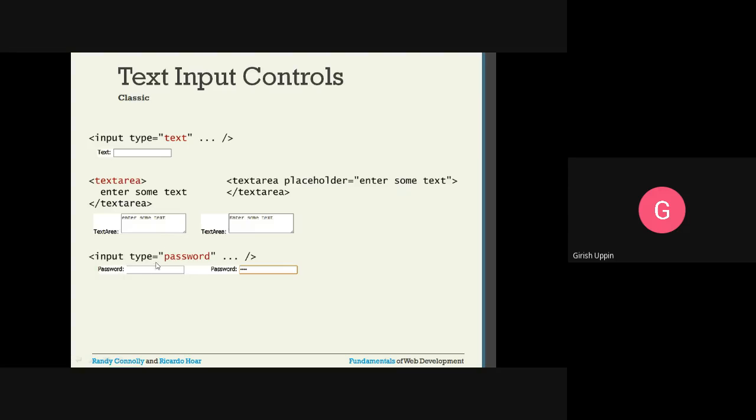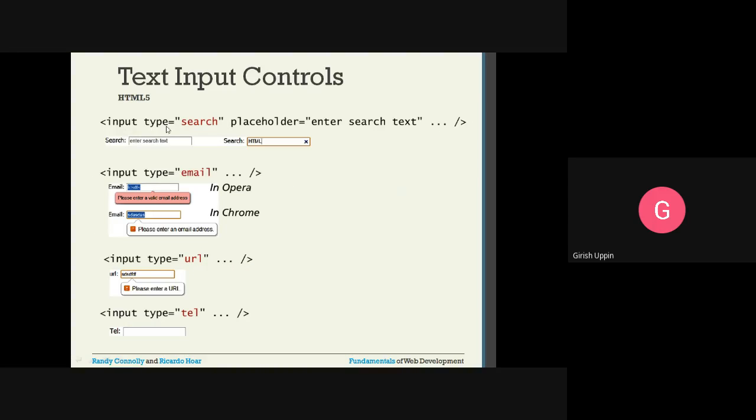Then for inputting the password, you will say type equal to password. When you enter the characters, it will be shown like this. And input type search, with placeholder enter search text. So the search text will be shown here, and when you enter something, it will be taken as search text. If you want to remove the content, it will show a cross sign which will clear whatever you have typed. And also you can have an input as email. Email must have at least one at-the-rate symbol.